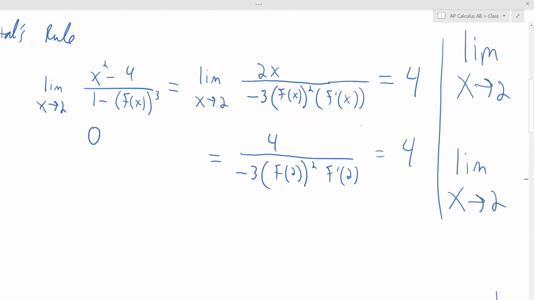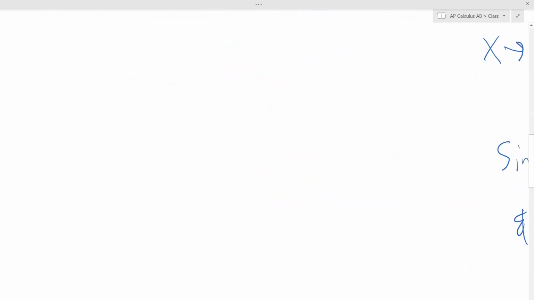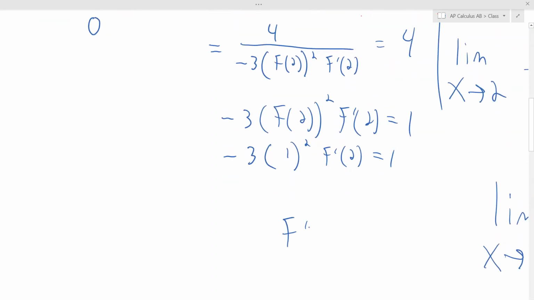What that really means is that denominator, negative 3 times f of 2 squared times f prime of 2, it better be 1. And remember, we already found f of 2. F of 2 is just 1. So it's negative 3 times 1 squared times f prime of 2 has to equal 1. And when you simplify that out, you get that f prime of 2 has to be negative a third.